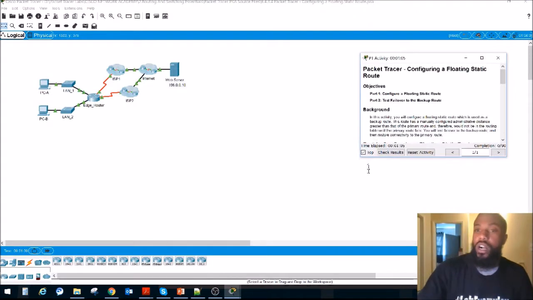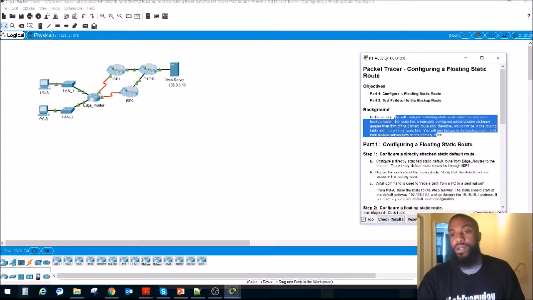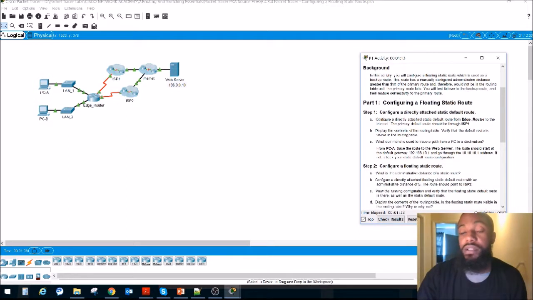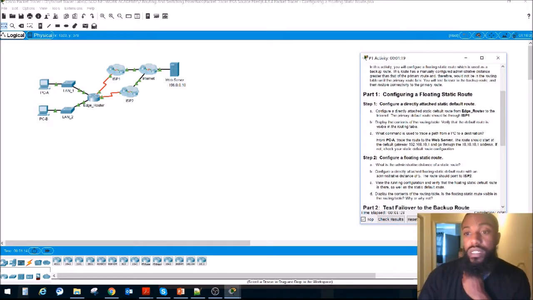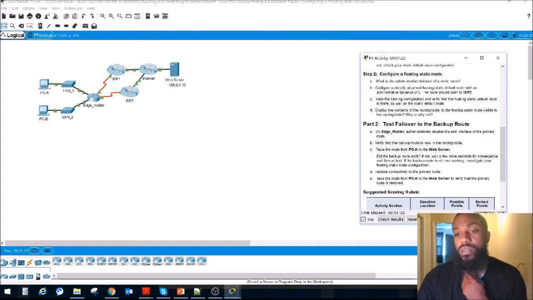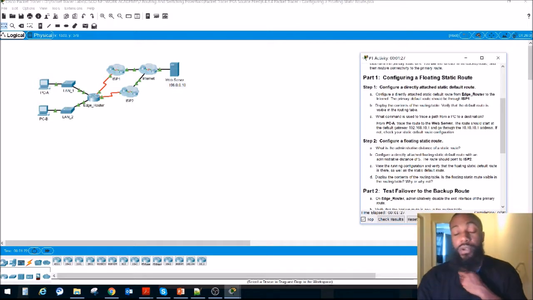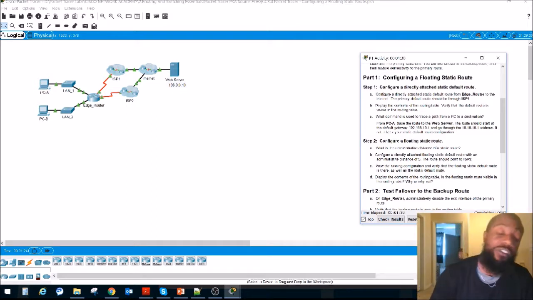Okay, so we talked about what a floating static route is, right? First thing we're going to do is configure a static route, and actually we're going to be creating a default route. We'll go over in more detail what a default route is in the next video, because that's the next section. But basically, a default route is saying, I don't have a way to get there, let's just go this way, because this is the way we know.